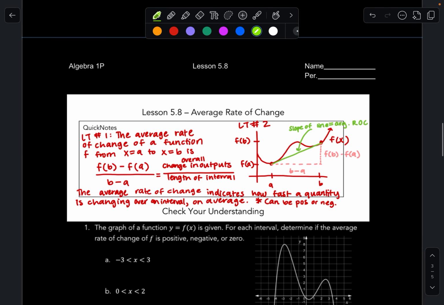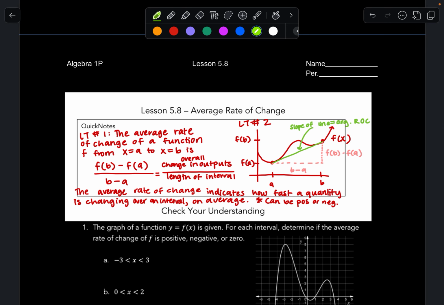First thing, learning target number 1, the average rate of change of a function from x equals a to x equals b. It has to be over an interval. This is from a to b. It's simply f of b minus f of a over b minus a. It's the overall change in outputs divided by the length of the interval that this change occurred.